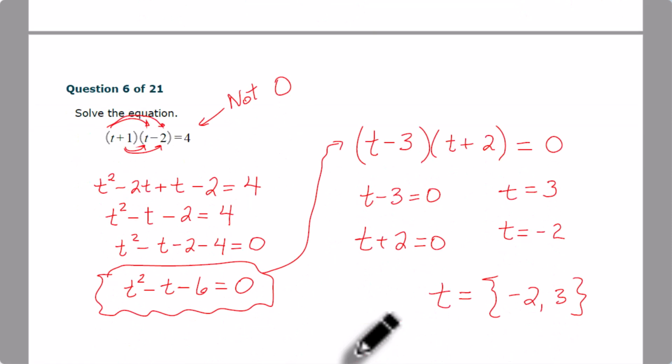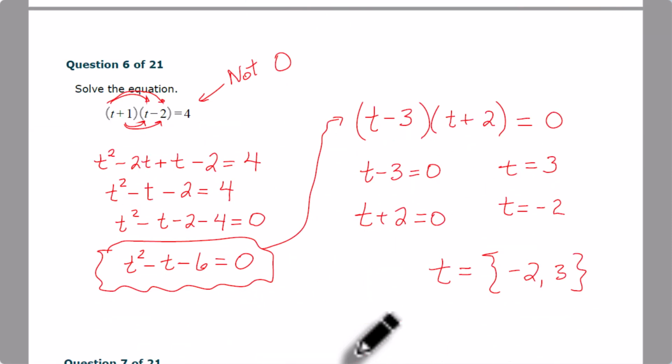All right, in question 6, well, when you first see this, you think, wow, it's factored already. But the problem is the thing on the right is not 0. So I'm stuck multiplying this thing out, and then I've got to bring the 4 over.